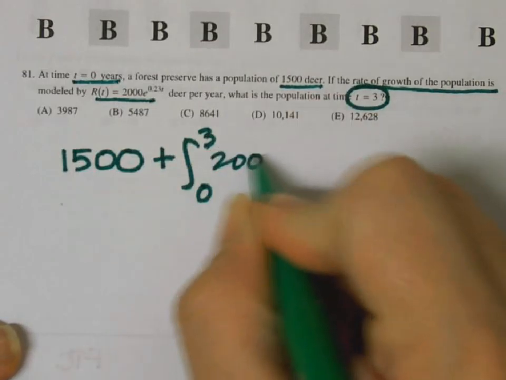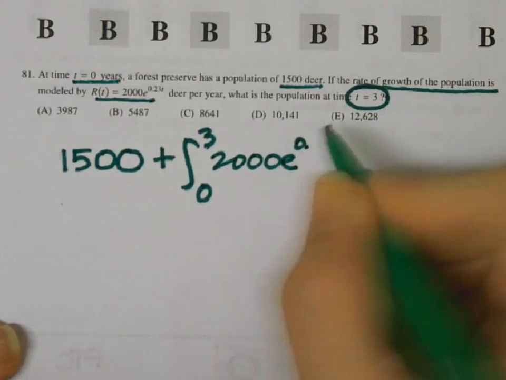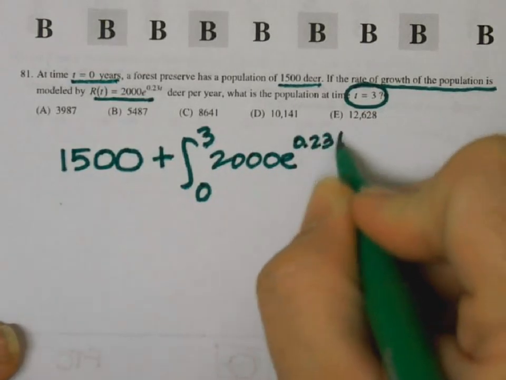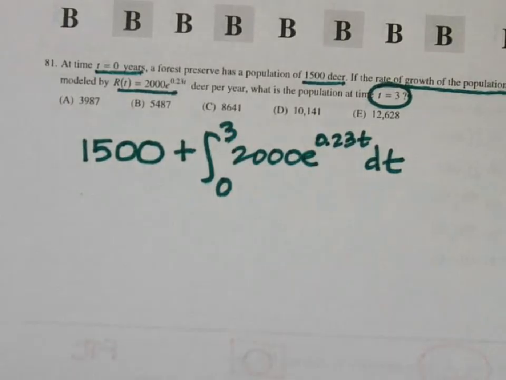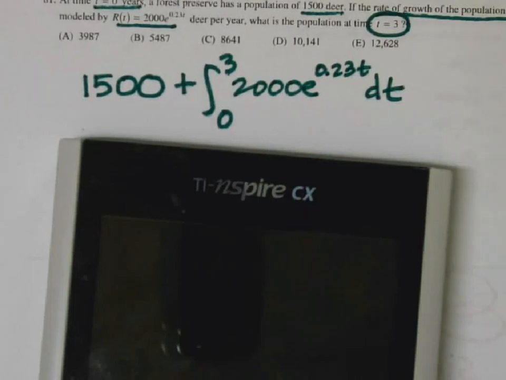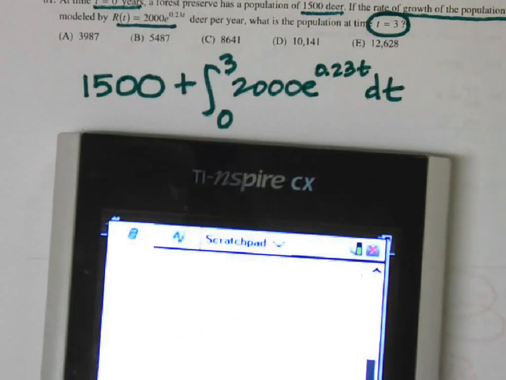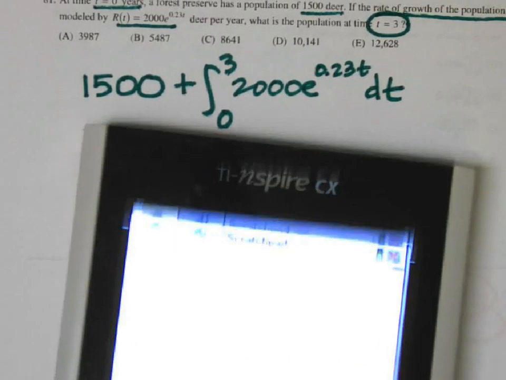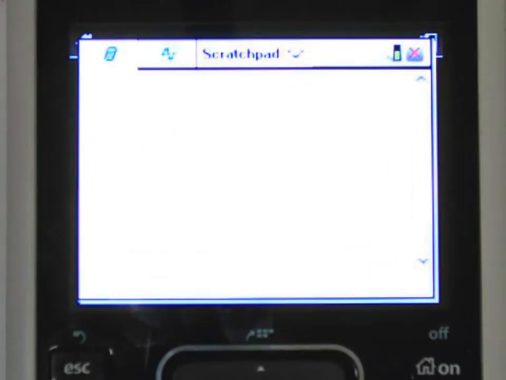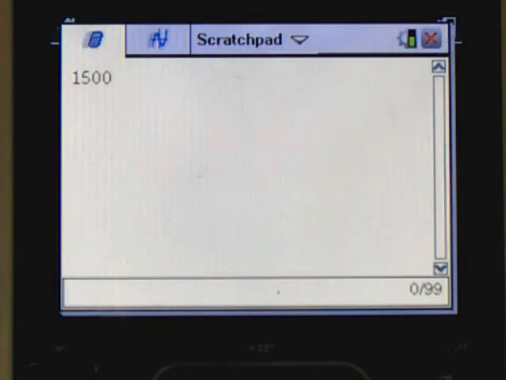So integrate a rate to get a total. We can figure out how many total deer get added to the population by integrating the rate of change of a population. Unless for some reason, if it said the rate of decay or something like that, then you'd want to subtract.